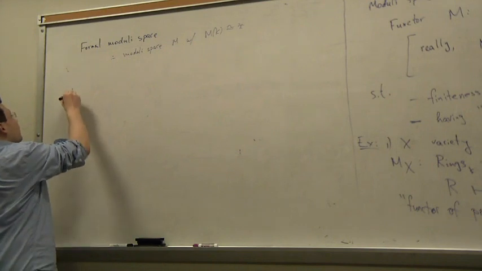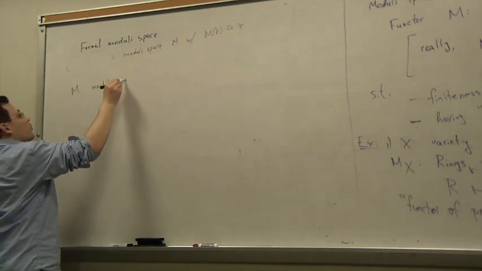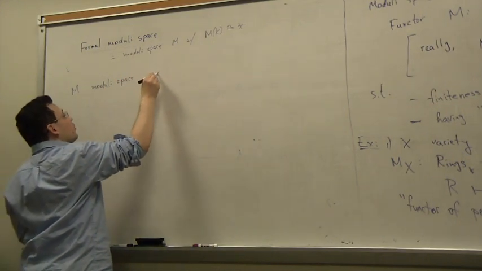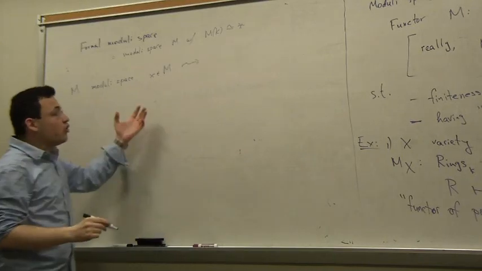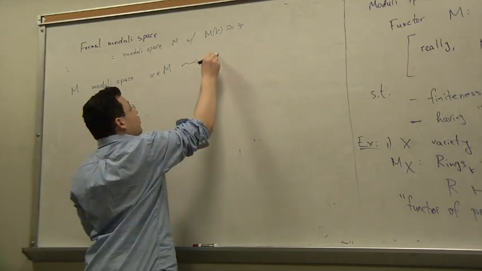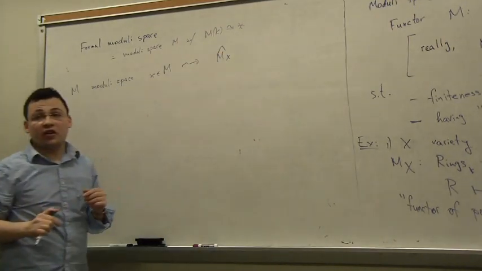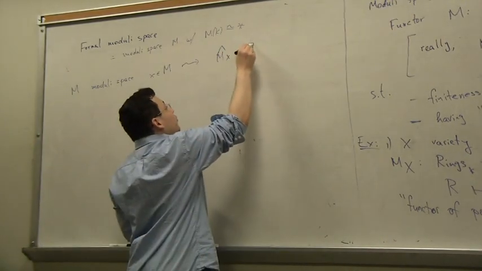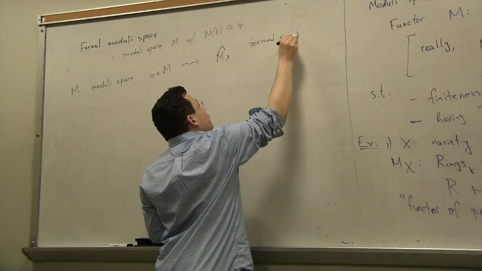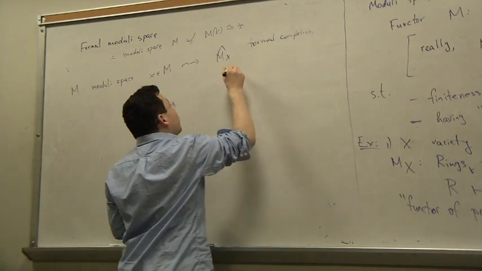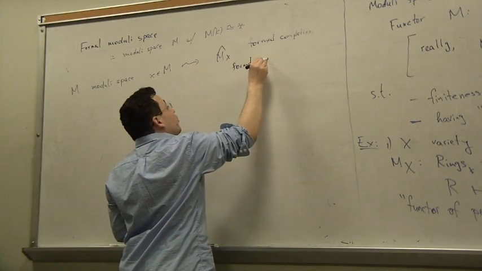So if M is a moduli problem, a moduli space, and X is a point, then there's a procedure which takes this guy and creates the formal completion at X. So formal completion. And the point is now this is a formal moduli problem. Formal moduli space.